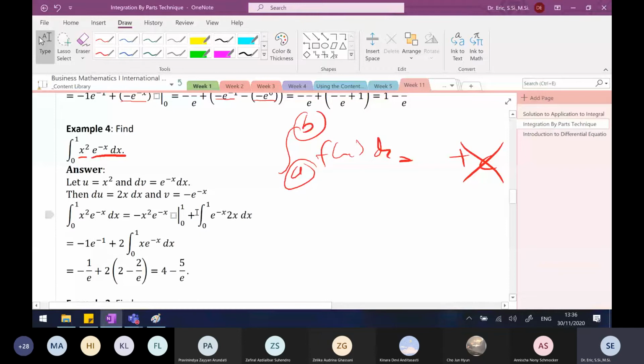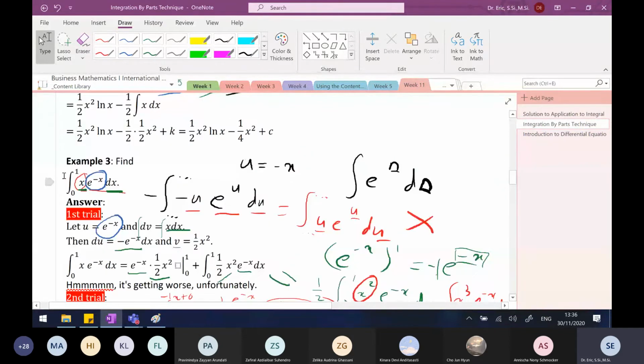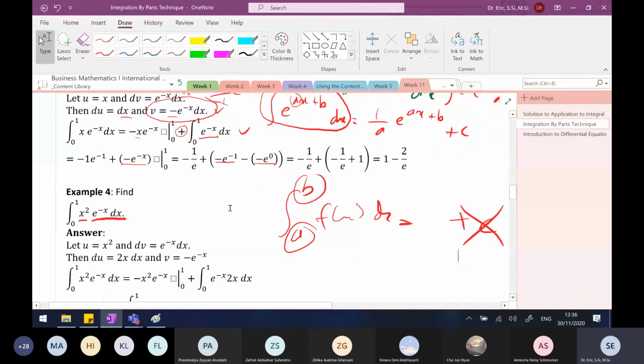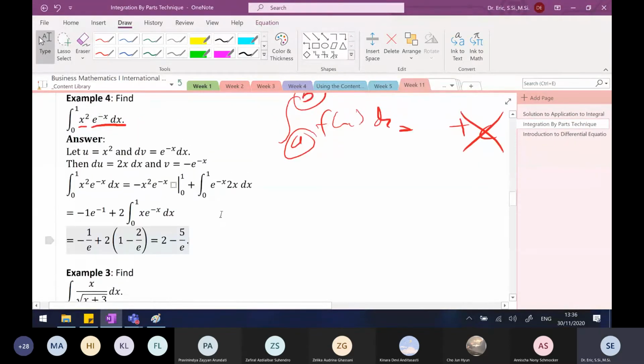plus 2 can get out from the integral. But the integral of this, we have learned in example 3. This one, 0 to 1. So I can just substitute this: 1 minus 2 over e. This is 1 minus 2 over e. Okay, so you have 2 minus 5 over e. Okay, yeah.